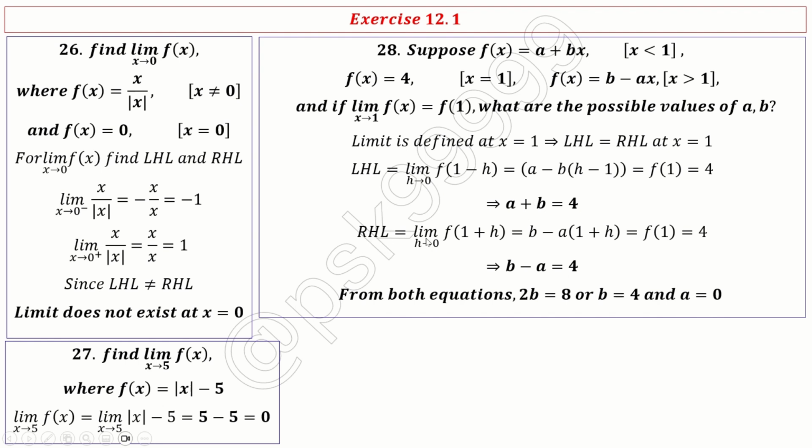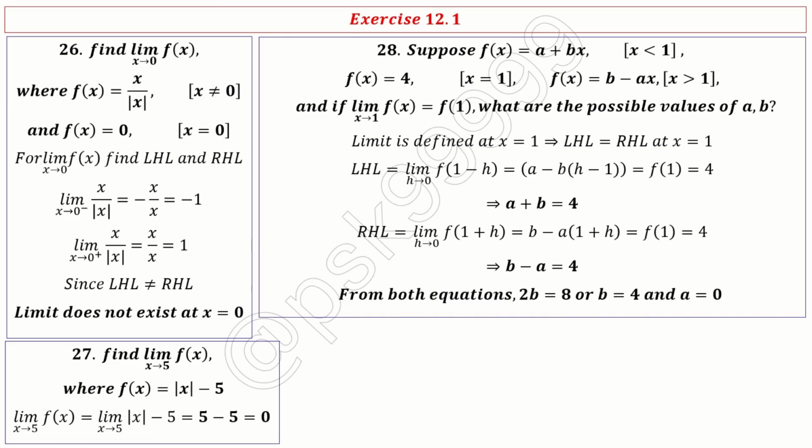Similarly, RHL, right hand limit, if I take limit h tends to 0, f of 1 plus h. Correct? H is a very small value, 1 plus h. Okay. Now it will become b minus ax, I have to take this one because it is more than 1, right? So b minus a times 1 plus h. If I substitute h equal to 0, then I get b minus a equal to 4. Now from these two equations, if I solve this, I get 2b equal to 8 or b equal to 4 and a equal to 0. So these are the a and b values.